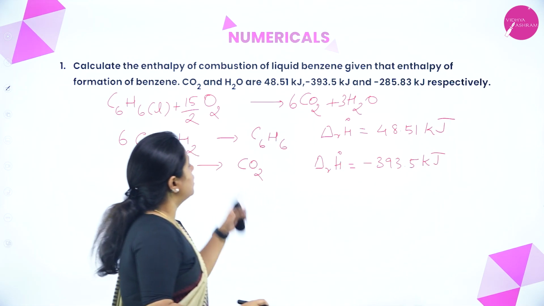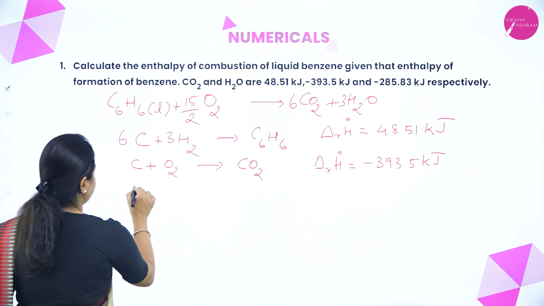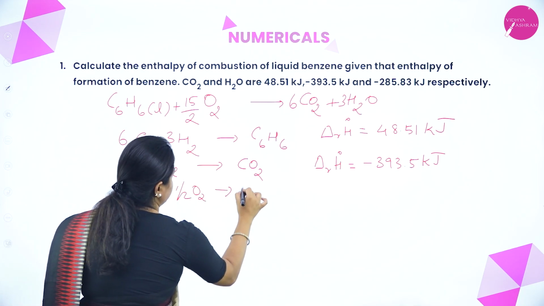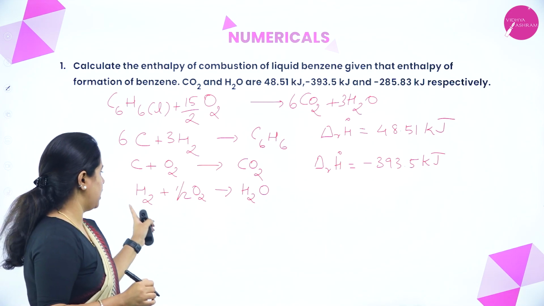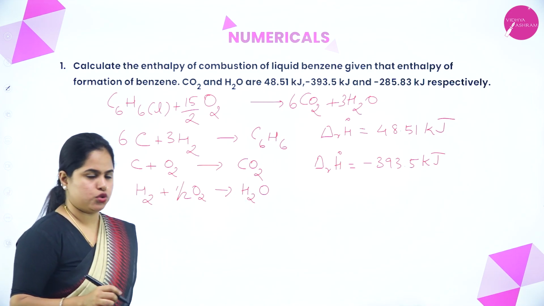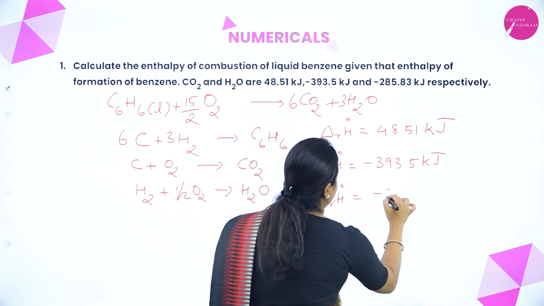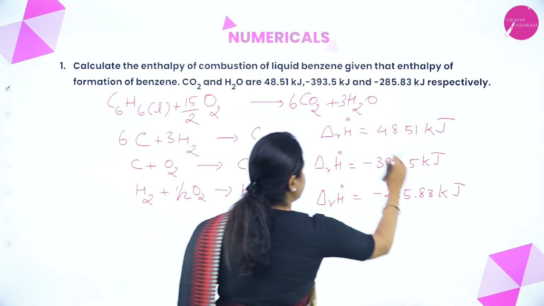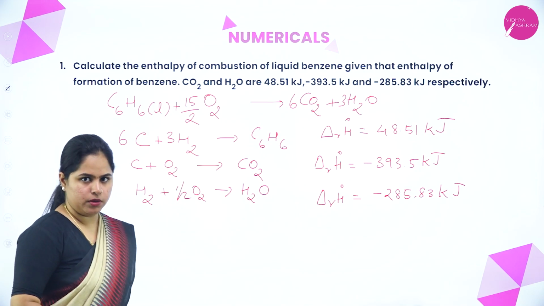That is already given. Now the next one is the enthalpy of formation of water. That is also given. So you know hydrogen plus half O2 gives H2O. Okay. So when we balance this equation, you get hydrogen plus half O2 gives H2O. And this enthalpy is already given. That is minus 285.83 kilojoule. So these three enthalpy values are given in the problem itself.